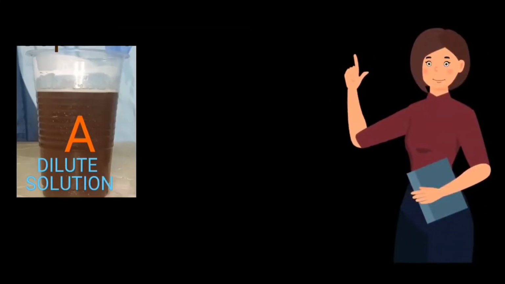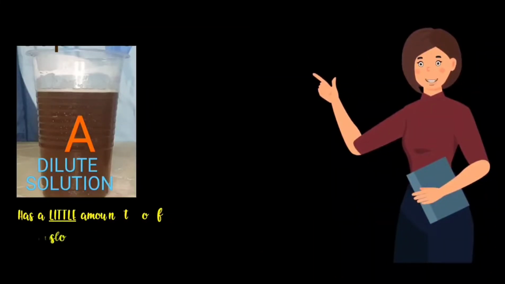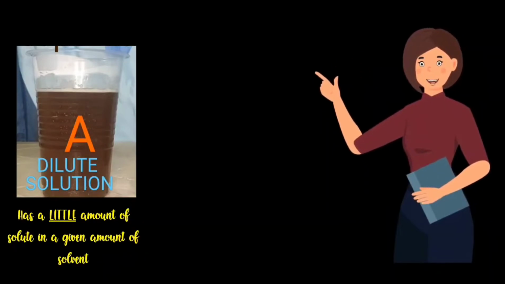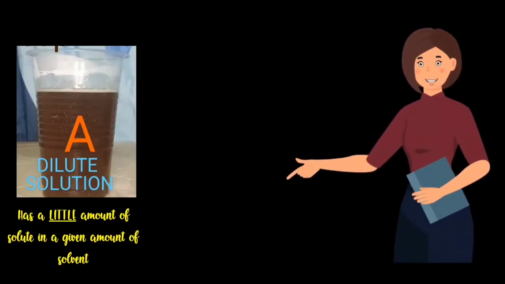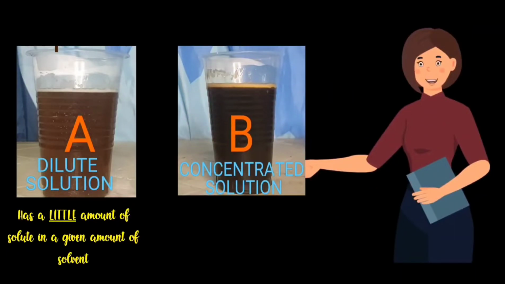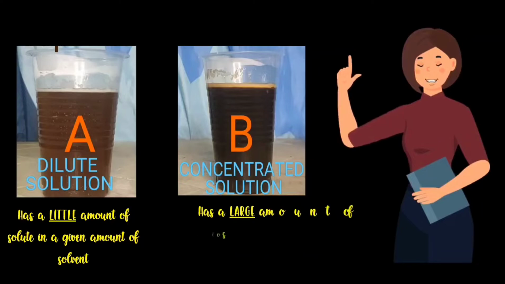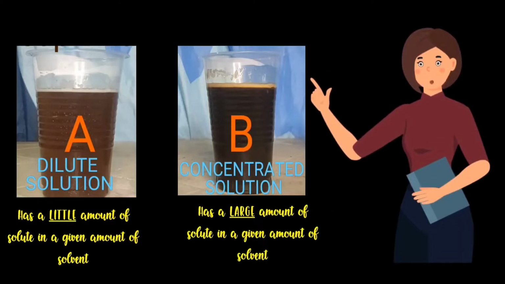A dilute solution is a solution that has a little amount of solute in a given amount of solvent. An example for this is the solution in cup A. Concentrated solution, on the other hand, has a large amount of solute in a given amount of solvent.